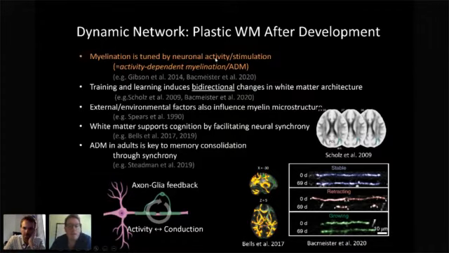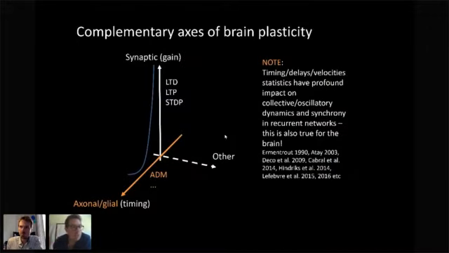There's a complicated axon-glia feedback loop between the activity of neurons, basically the activity that goes through the axon, and the conductive property of that axon. This supports a wide variety of interesting phenomena, such as training and learning inducing bidirectional changes in white matter architecture. There are also environmental external factors, such as daylight exposure, that can influence myelin microstructure. And also the interplay between white matter structure, adaptive myelination, and synchrony has a central role in cognition. Taking all these elements into consideration, these speak of complementary dimensions of brain plasticity.